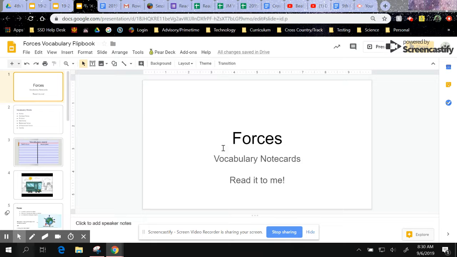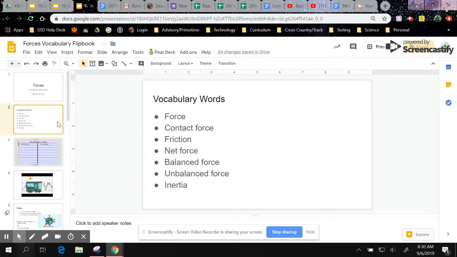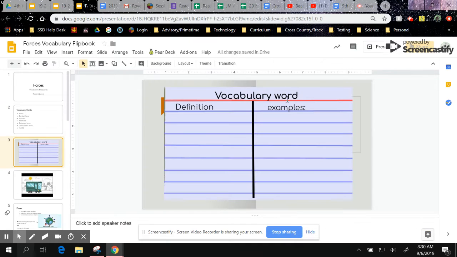Good morning. Today you're going to do note cards, and they are going to be over our 8 new vocabulary words. We have force, contact force, friction, net force, balanced force, unbalanced force, and inertia. Your note card will look like this.